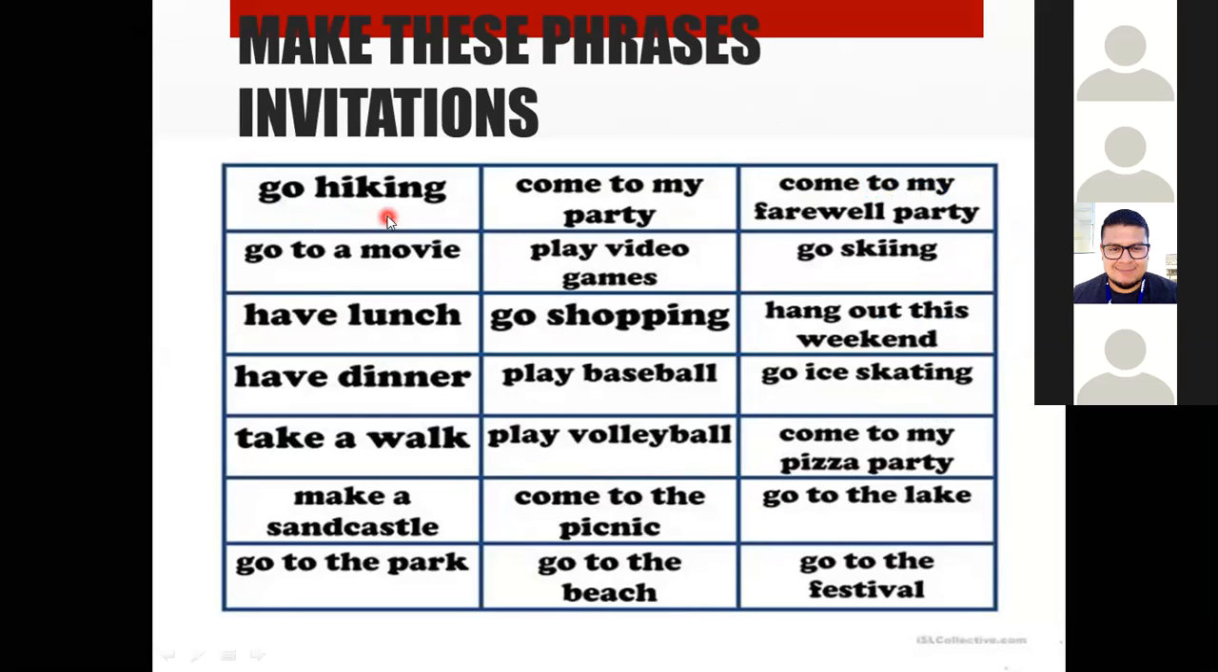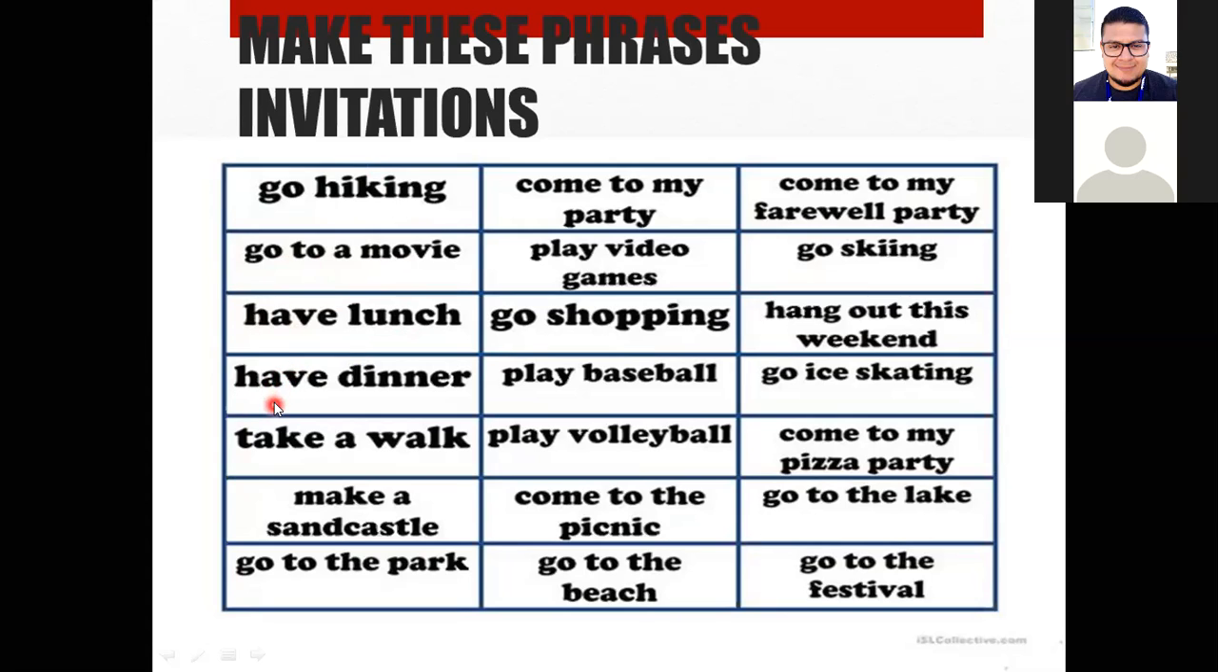Now, do you know the meaning of go hiking? Okay, go hiking is like caminata, okay? Go hiking. Senderismo, yes. Sedentarismo is like, oh, I don't want to do anything. Yeah, no problem. Okay. Go to a movie. Do you know the meaning of this? Yes, all right. Have lunch. Tener un almuerzo. Exactly. Almorzar, sí. Okay. Have dinner.